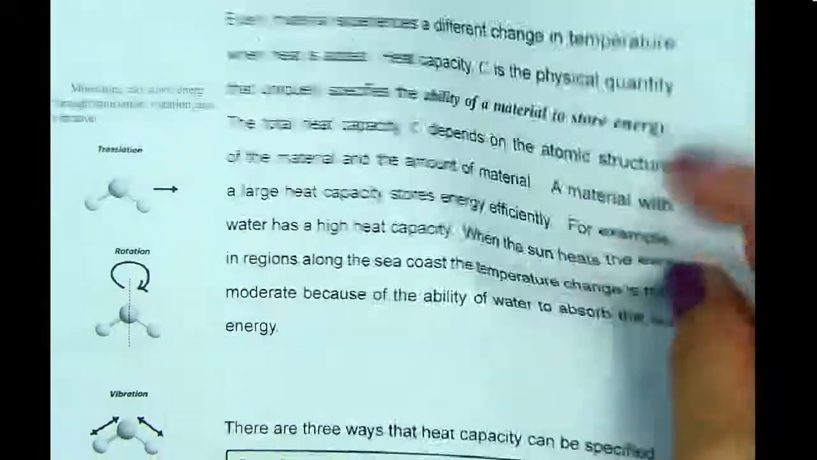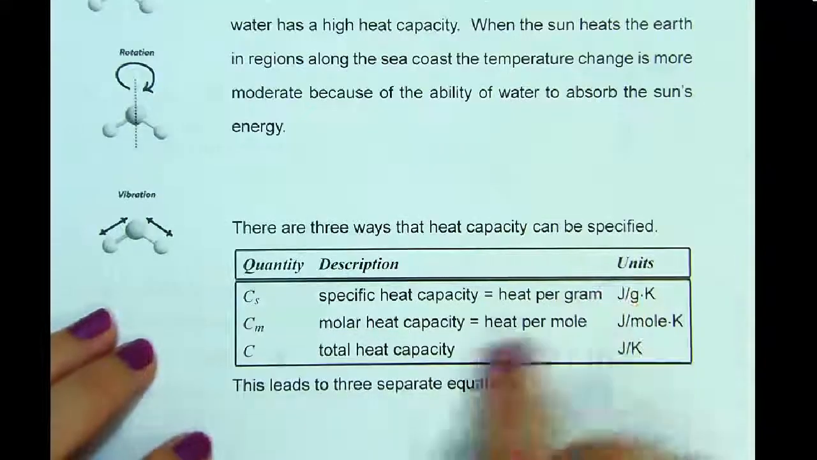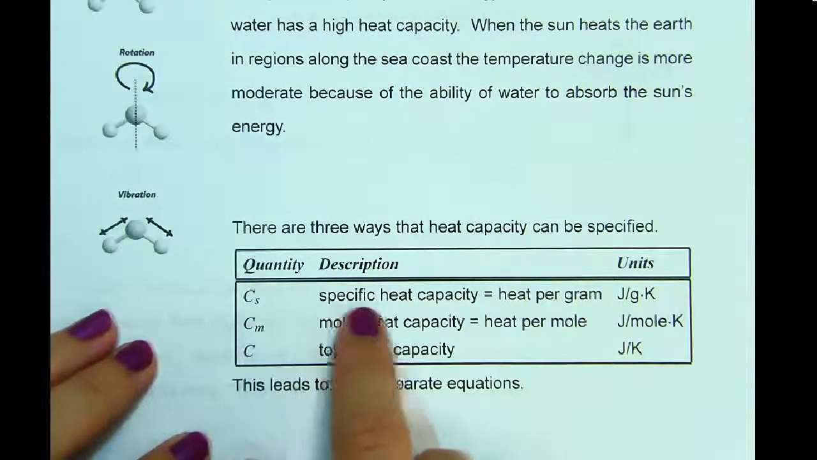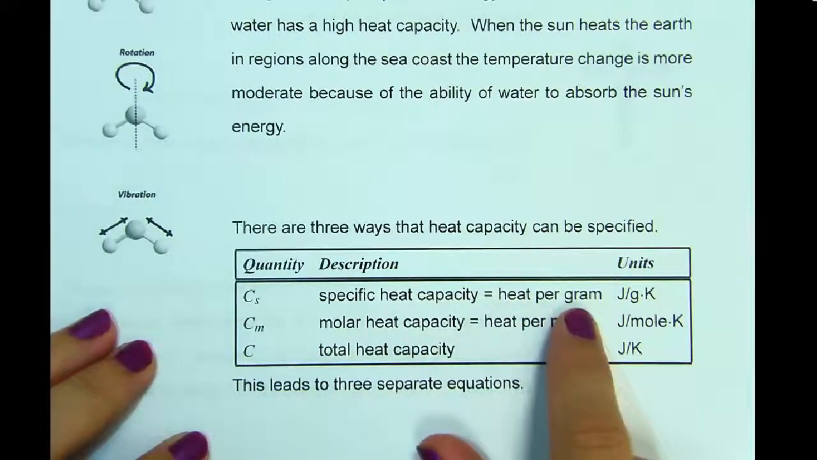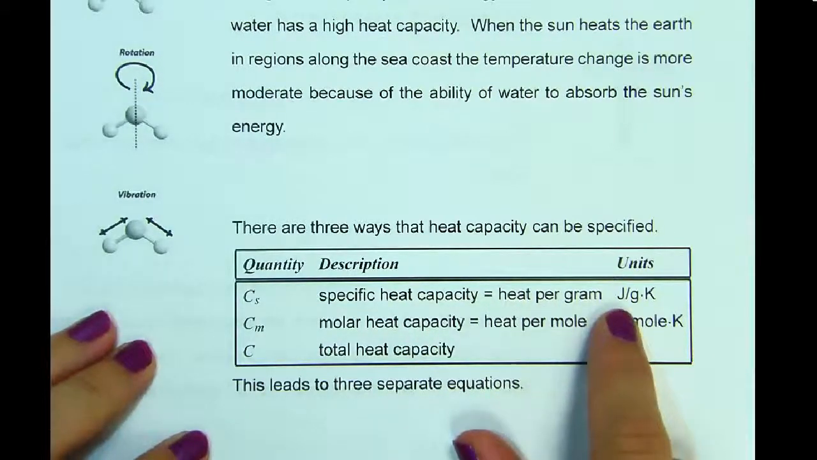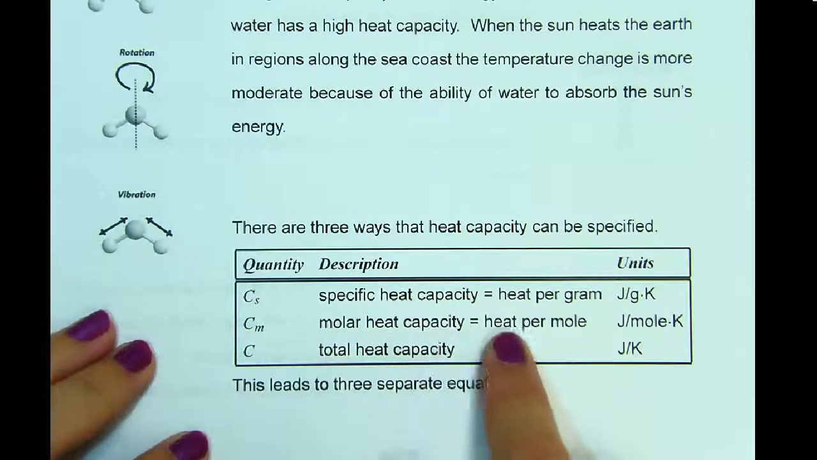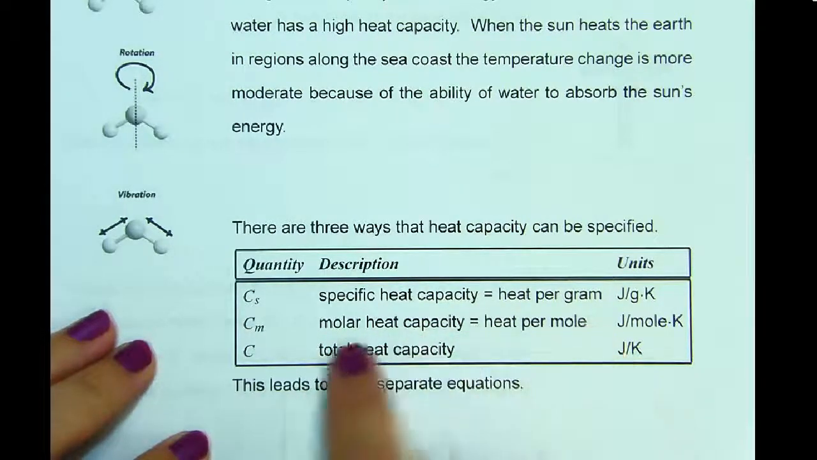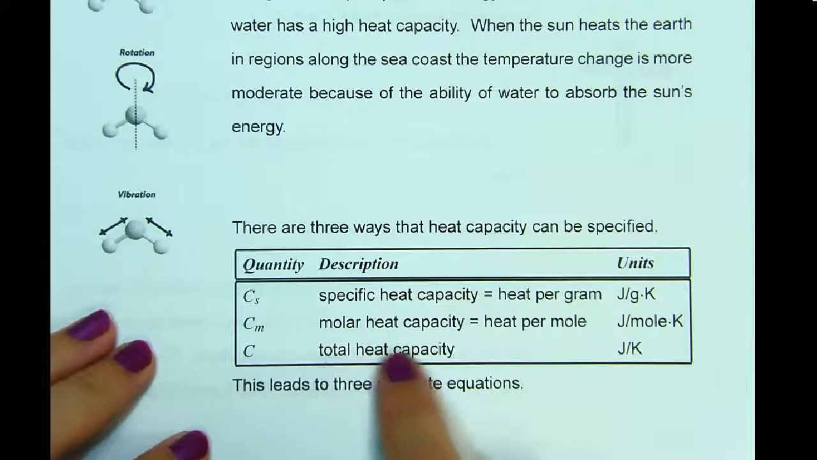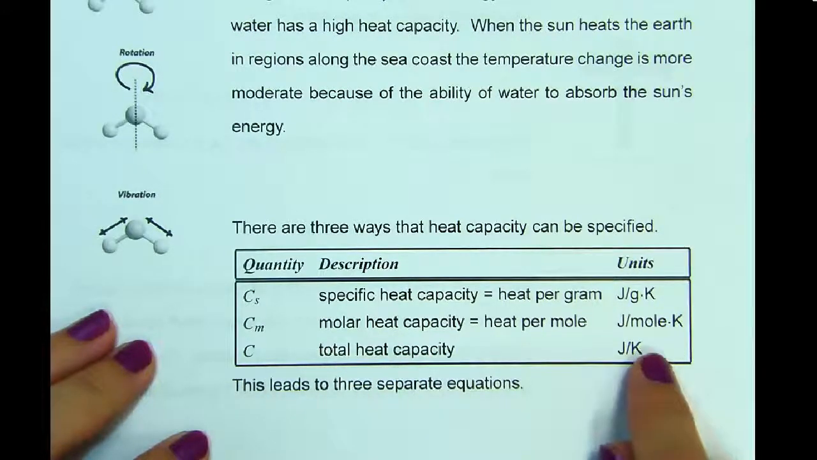There are three ways that heat capacity can be specified. CS, which is specific heat capacity, and that's going to be heat per gram. This is what we'll generally be dealing with. But there is CM, which is molar heat capacity, when it's heat per mole. And then there's C by itself, which is the total heat capacity, and that's joules per Kelvin.